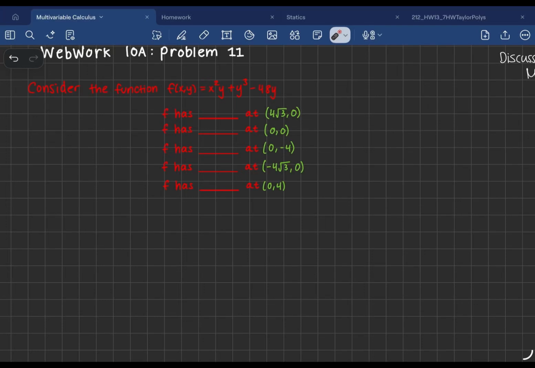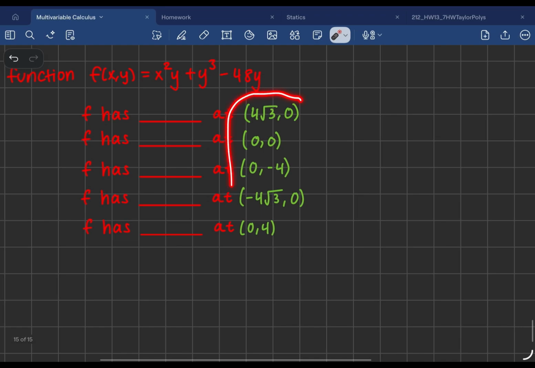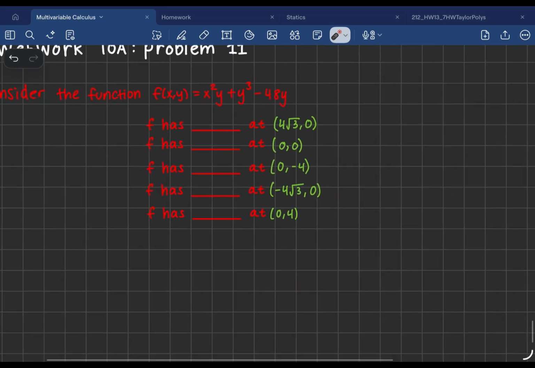So for my video, we are going to be looking at extrema of functions of two variables. In this question, we're given the function f of x and y equals x squared times y plus y cubed minus 48y. So the problem has already given us 5 critical points here. Our goal is to test these critical points so that we can classify each one as either a local maximum, a local minimum, a saddle point, or we can say that the test is inconclusive and it doesn't tell us what's happening at the point.